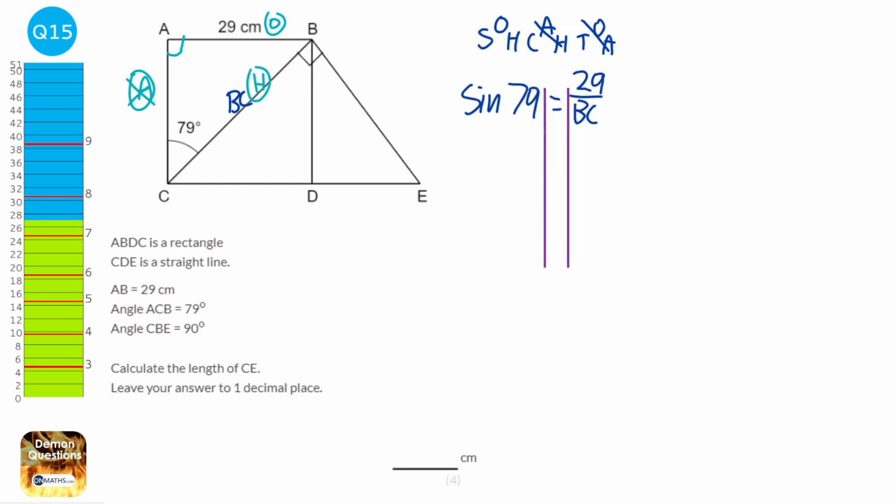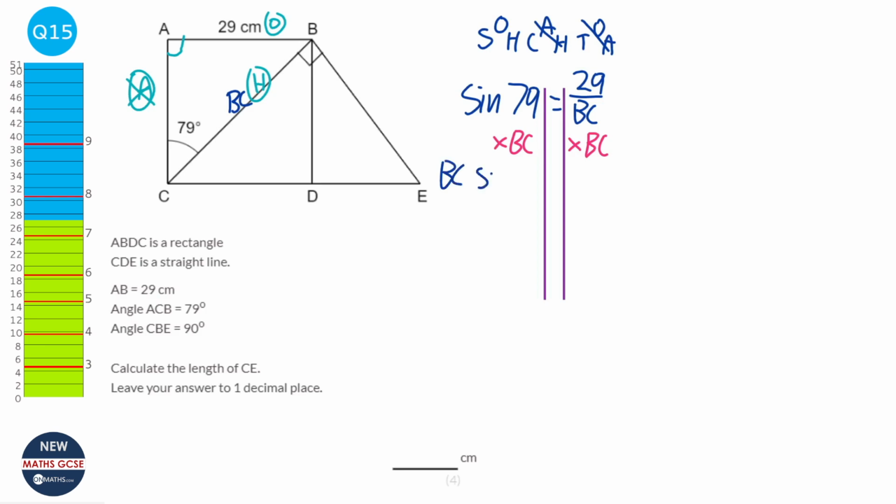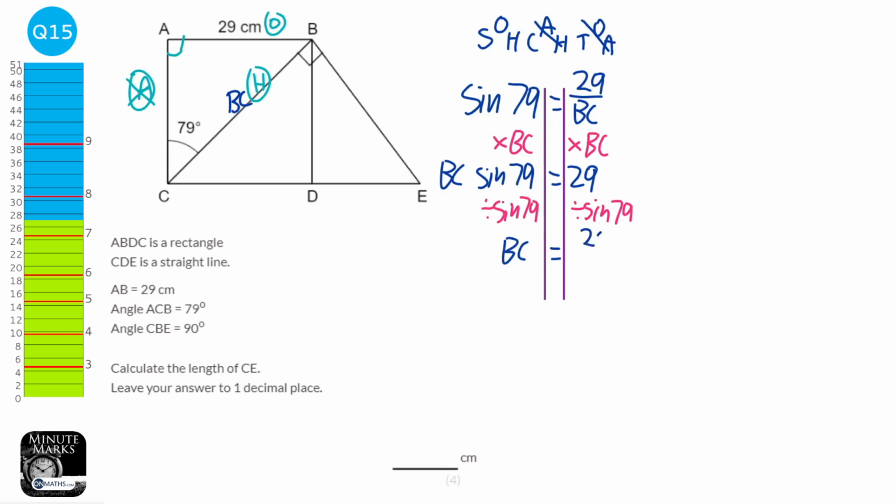So I'm going to put my solving lines in, and we need to times both sides by BC first of all. So we end up with BC sine 79 equals 29, and we're just going to divide both sides by sine 79. Just a bit of rearranging. So BC will be 29 over sine 79. And when you do that in the calculator, you get 29.542, blah, blah, blah.